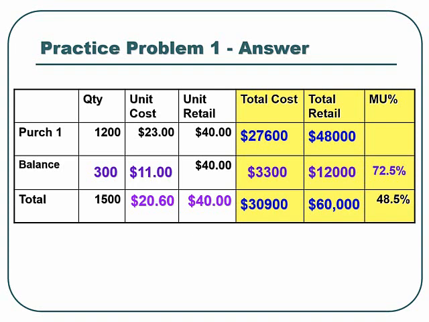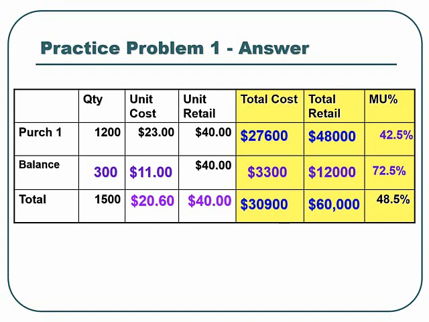So it could be 40 minus 23 over 40, R minus C over R, or total retail minus total cost over total retail. So that's $48,000 minus $27,600, divided by $48,000. Either way, we will get the same markup percent, which is 42.5%. So now that we've got all the numbers in this grid, let's evaluate and review this situation.